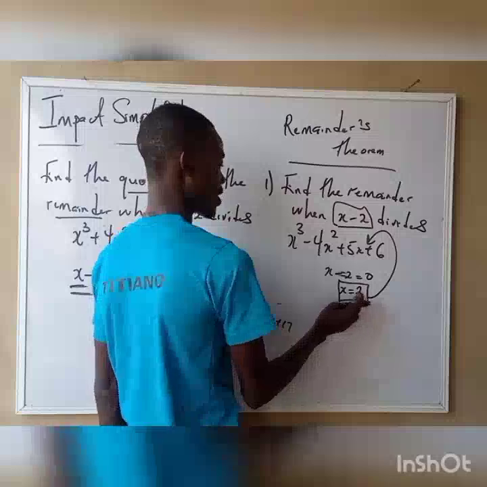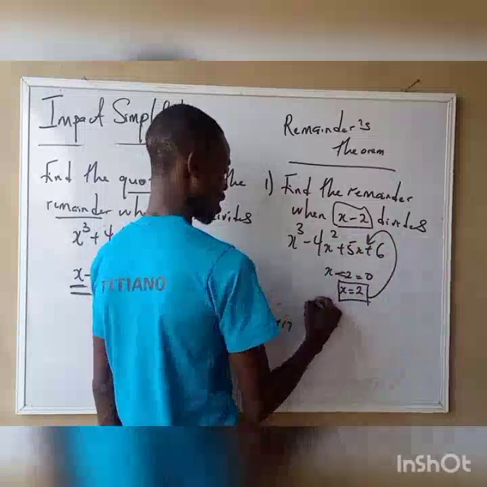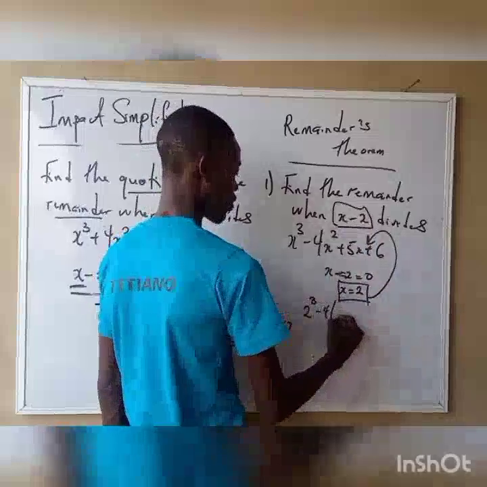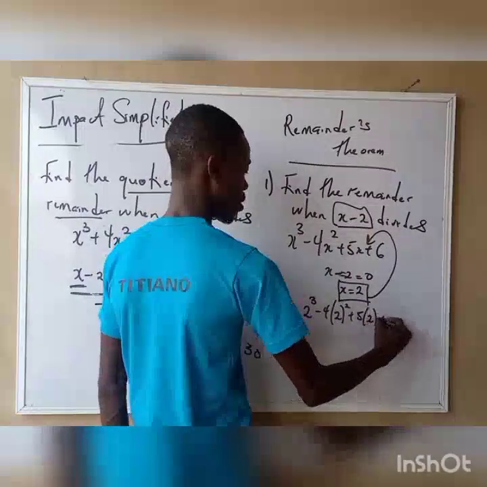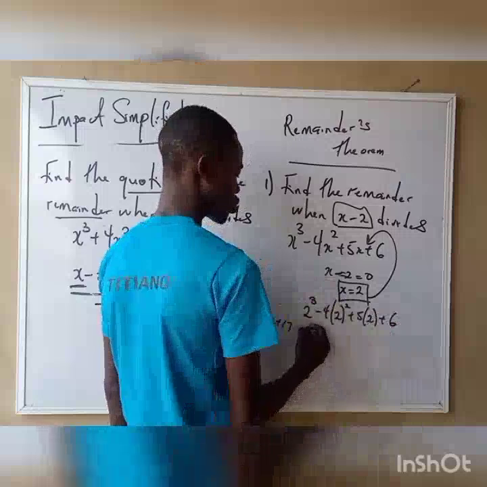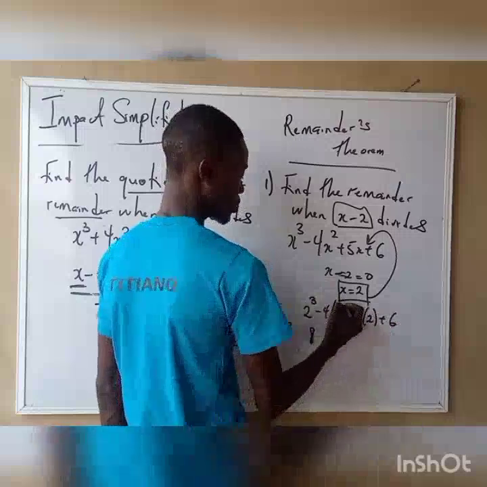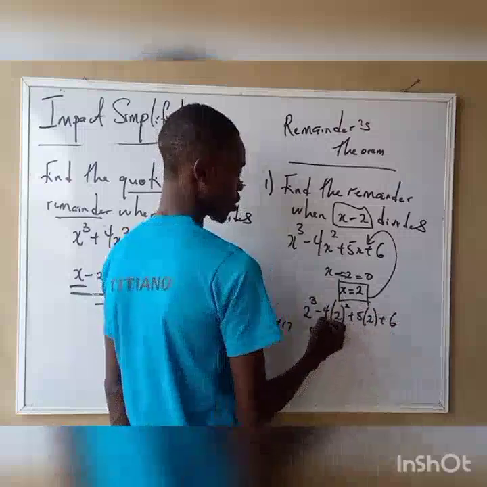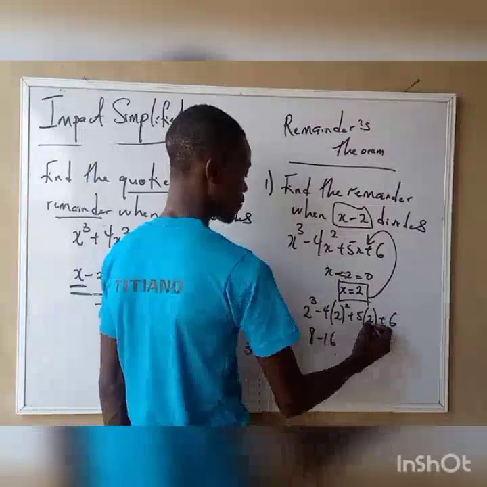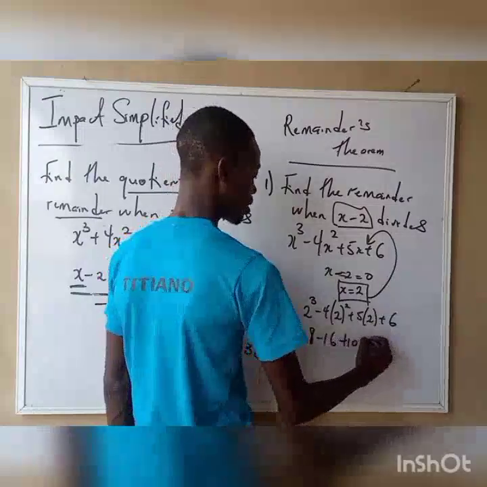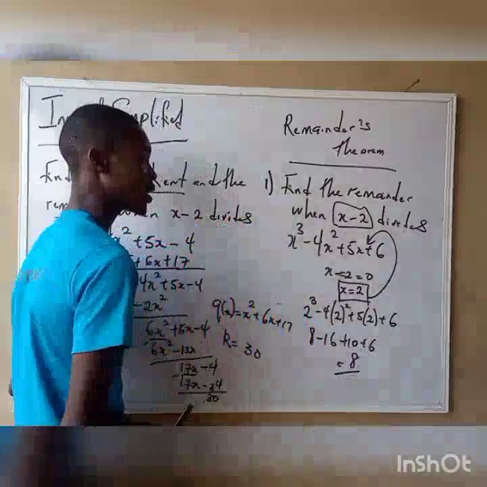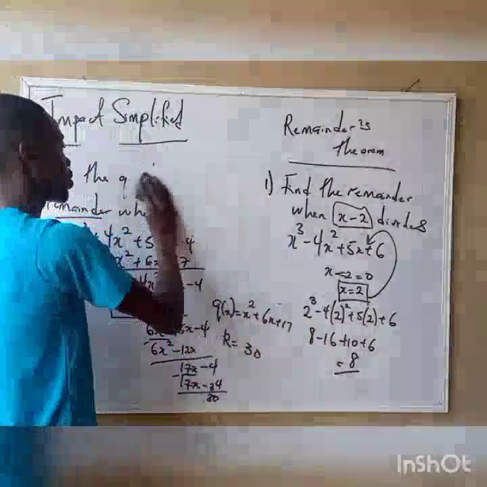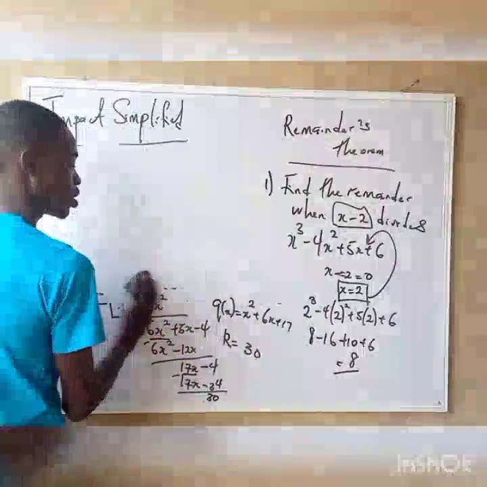After getting the value of x, you substitute that x inside the bigger equation. Substituting the value of x inside the bigger equation, we have it as 2 cubed minus 4 into 2 raised to power 2 plus 5 into 2 plus 6. And what is 2 raised to power 3? That will give us 8. 2 raised to power 2 will give us 4, times this will give us minus 16. This will give us plus 10. And this will give us 6. And looking at this, our remainder is what? It is 8. So let's look at another question on that also.